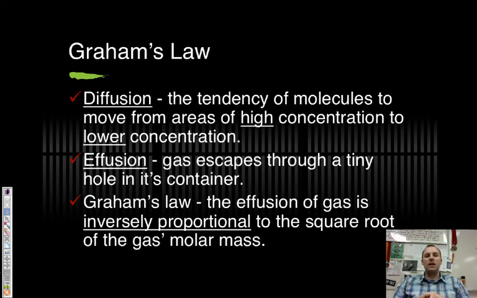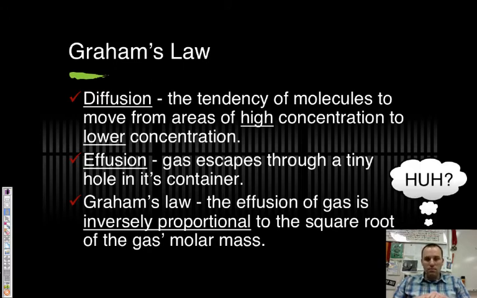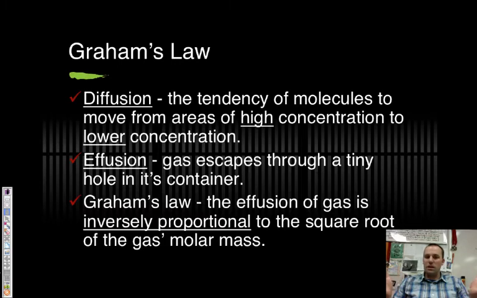So what Graham's law says is basically the effusion of a gas is inversely proportional to the square root of the gas's molar mass. And you're all going, huh? What does that mean? Okay, so just put it in plain English. The effusion of a gas, so the ability of it to escape out of a tiny hole, is inversely proportional. Inverse means the opposite, so it's the opposite to the square root of the gas's molar mass. How big is the gas? So it makes sense. It's inversely proportional.